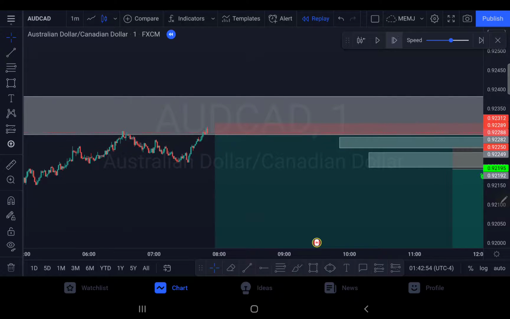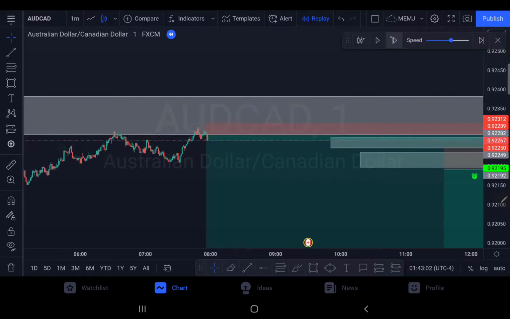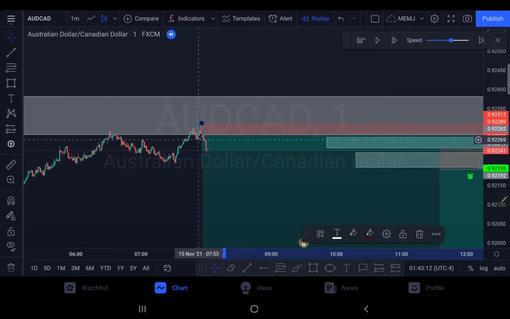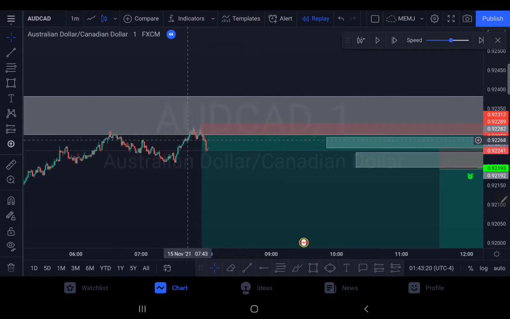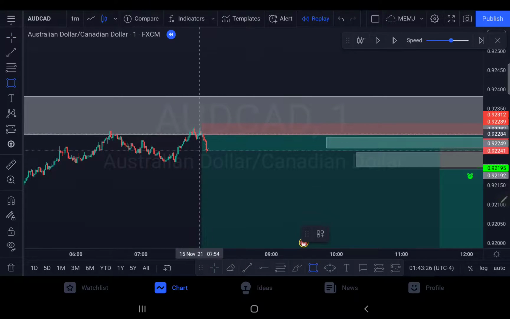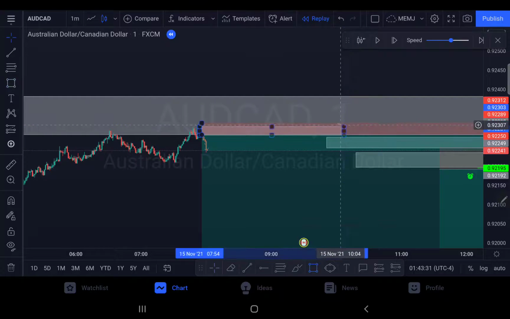So price came, took out this liquidity here. Okay, this is the liquidity right here. Turned around. This right here as well is a break of market structure on the 1 minute time frame. Okay, it broke that higher low there on the 1 minute time frame. So then the order block that was responsible for this would have been, let me draw it properly so you can see it. This right here would have been the order block.